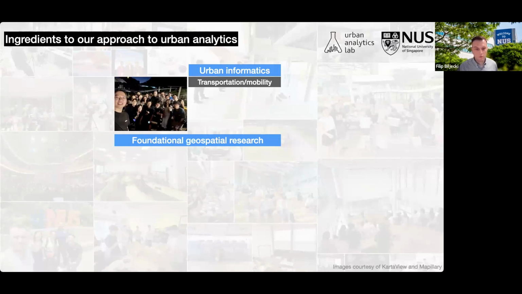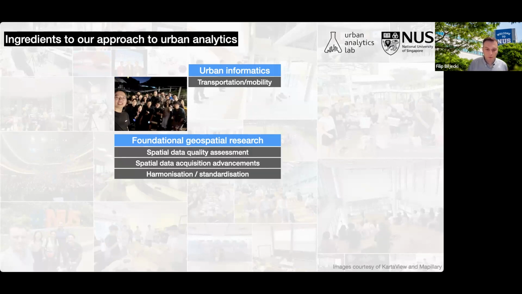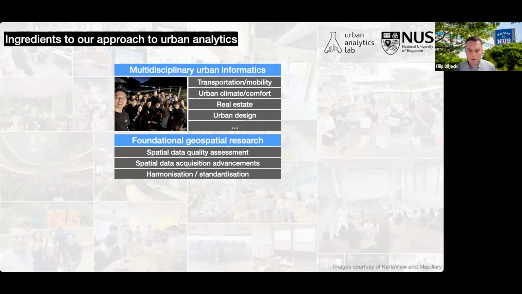Primarily, we have been focusing on building a strong foundational geospatial research. That means that instead of focusing on a particular domain, we focus on foundational research, such as developing new ways to assess spatial data quality, developing new ways to acquire spatial data, and developing new methods to harmonize and standardize data. This kind of focus helped us to become specialized in particular types of urban data, on top of which we then build a multidisciplinary research agenda in urban informatics that doesn't cover a single discipline, but covers multiple domains, like urban climate, urban comfort, real estate, and even a bit of urban design.